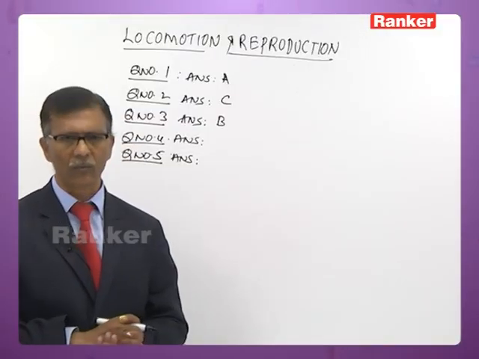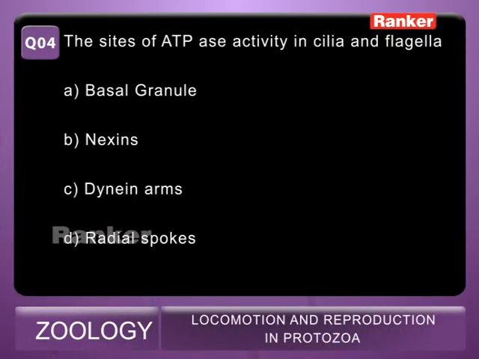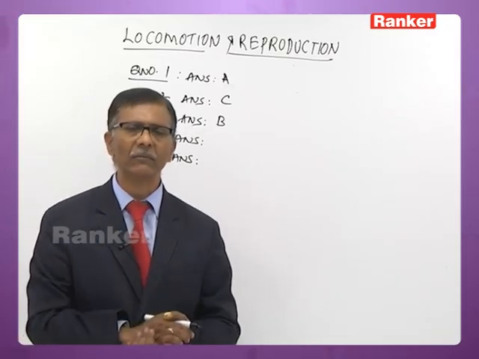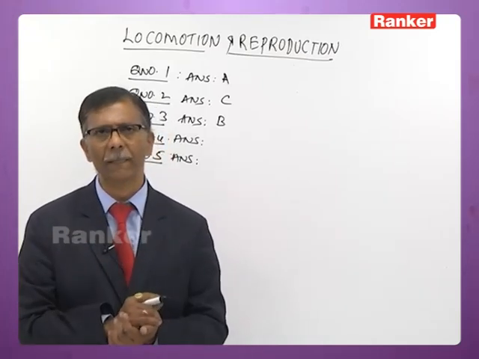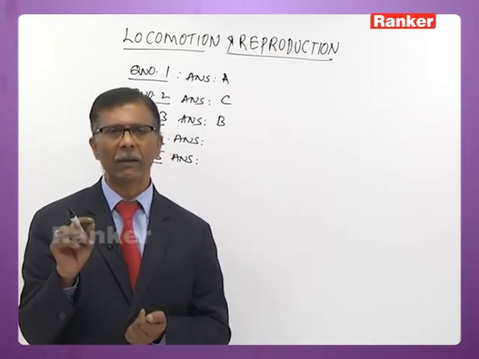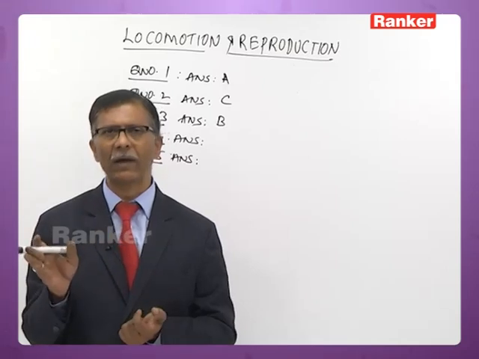Now question number 4. The sites of ATPase activity in cilia and flagella. A. Basal granule, B. Nexines, C. Dynein arms, D. Radial spokes. When you take cross section of a flagellum, there are 9 peripheral microtubules and 2 are at the center. Each peripheral microtubule is a doublet. It has got A fiber and B fiber.